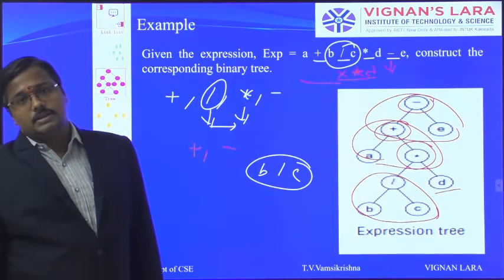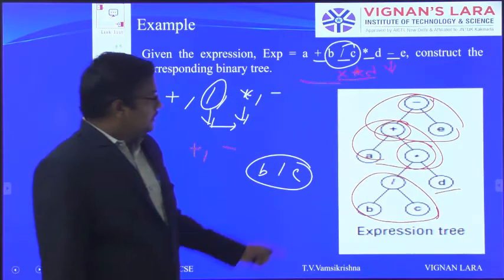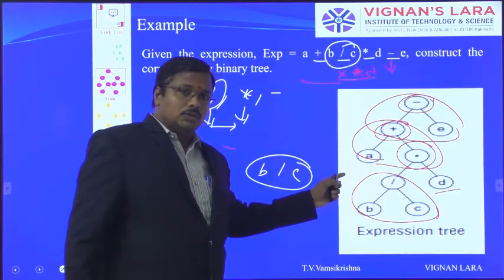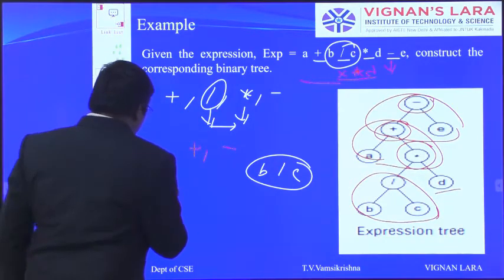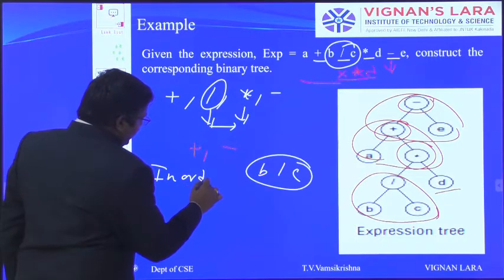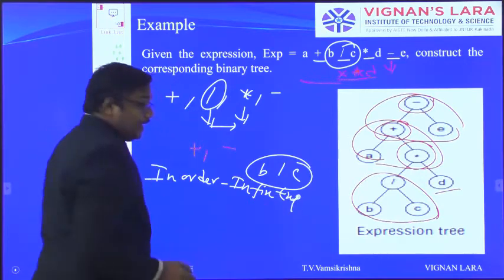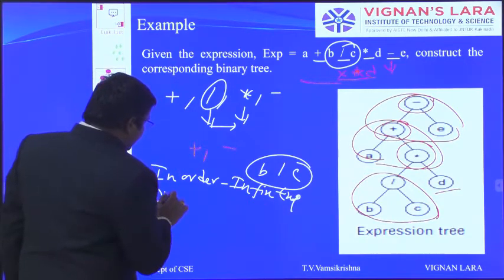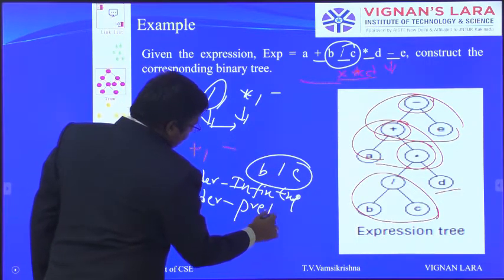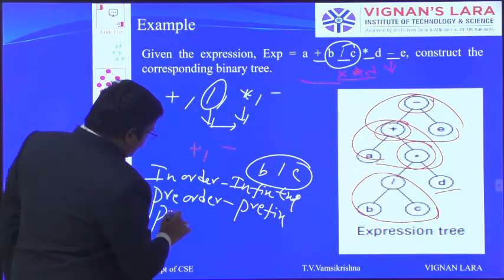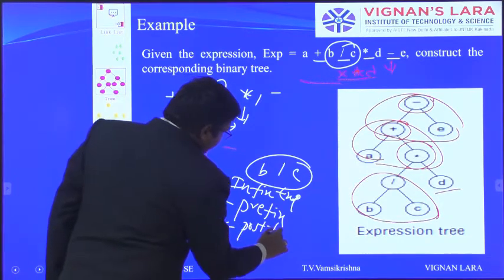The parent nodes are operators and the leaf nodes are operands. One more point: this is a binary tree. Once you write it in in-order, it results in the infix expression. Suppose you write pre-order for the same tree, it gives the prefix expression. Suppose you write post-order for this tree, it gives the postfix expression.